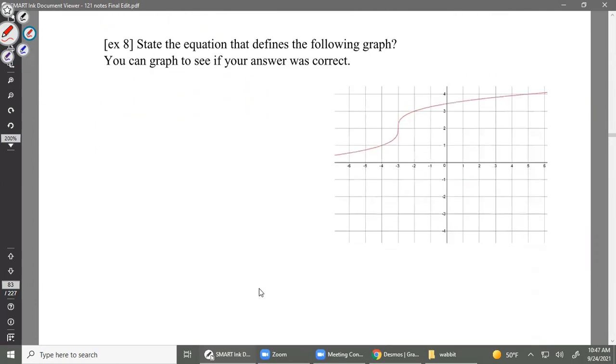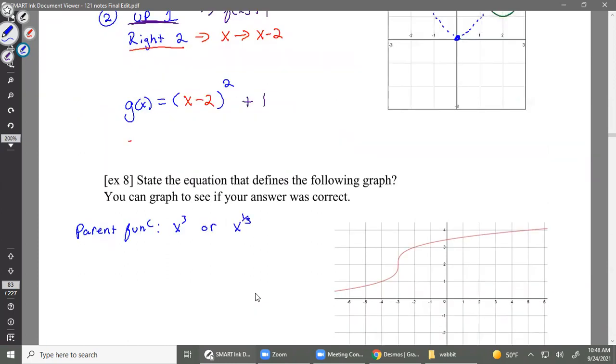All right, last example. State the equation which defines the following graph. You can graph it to see if your answer was correct. So what is the parent function of this? I heard x cubed or cube root. If you're not sure, graph them.